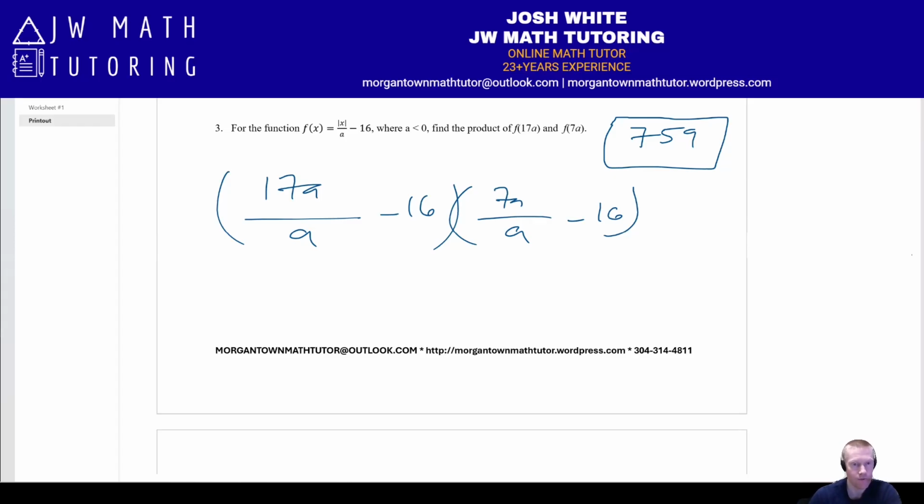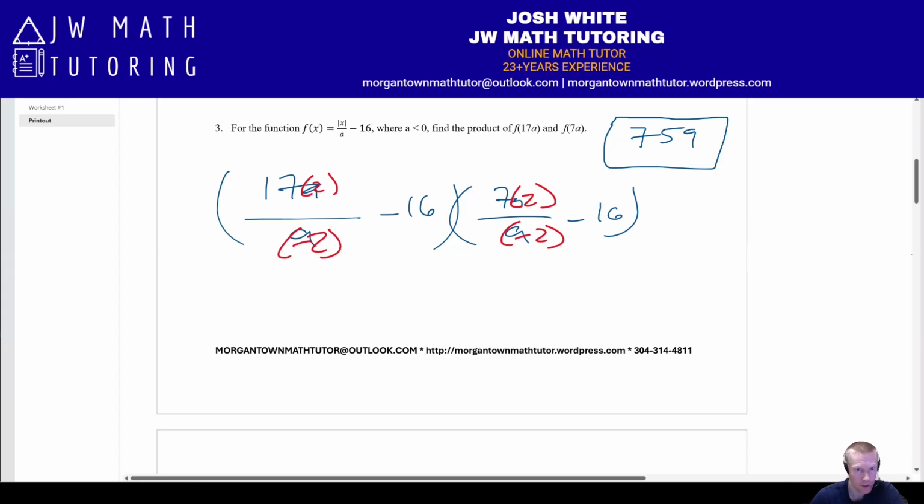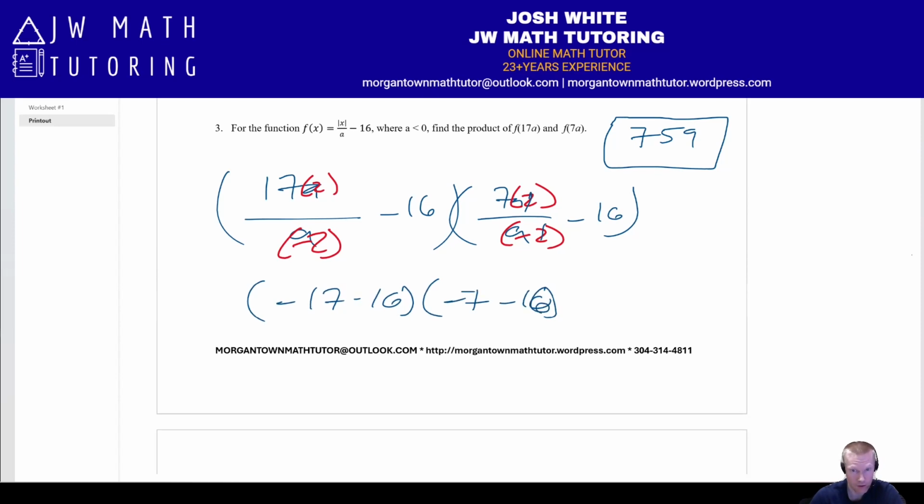So if this a was, say, negative 2, up here it's really a positive 2, but down here you put it as a negative 2. Up here it's a positive 2, down here it's a negative 2. So what ends up happening is the 2's cancel out, but it makes this 17 negative, for example. And the same thing over here. The 2's cancel out, but it makes the 7 negative. And so now you could just do negative 33 times negative 23, and that should be 759. So that's basically showing what's really happening with this problem if you're to write it out and do it by hand.